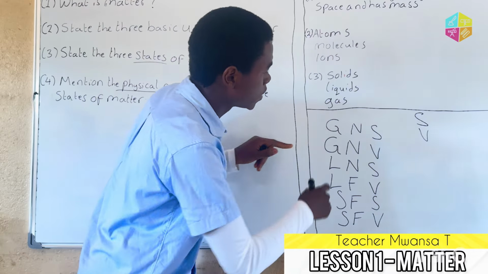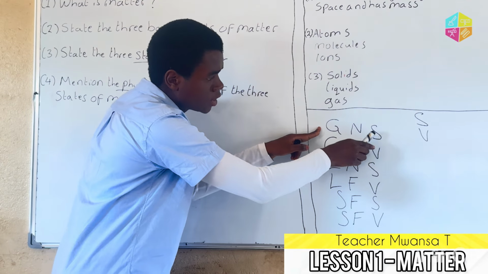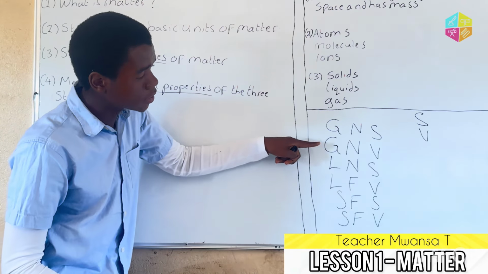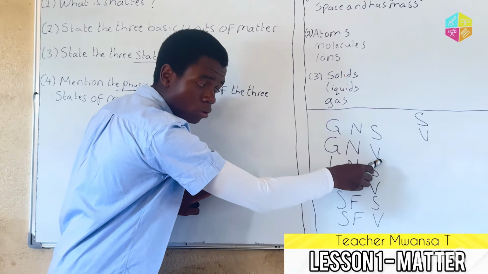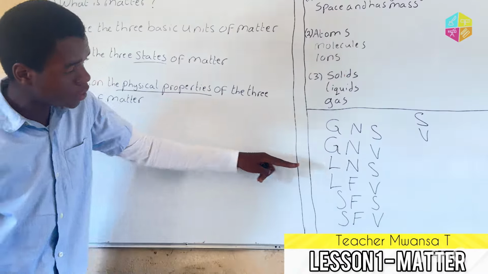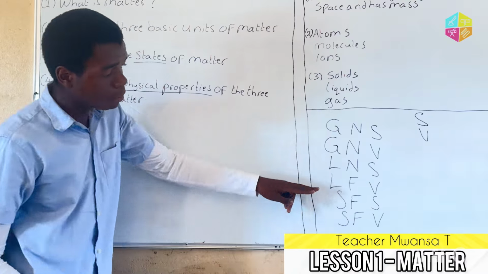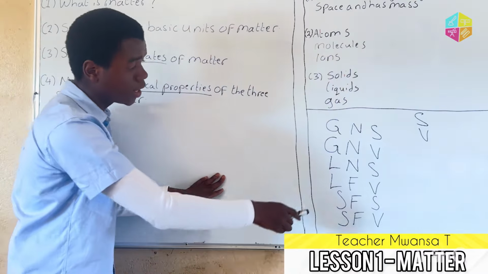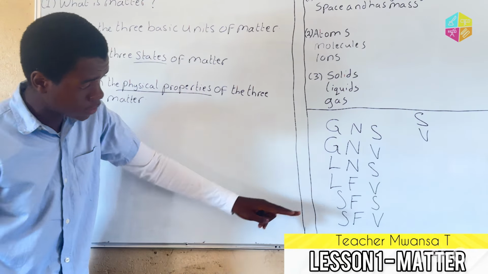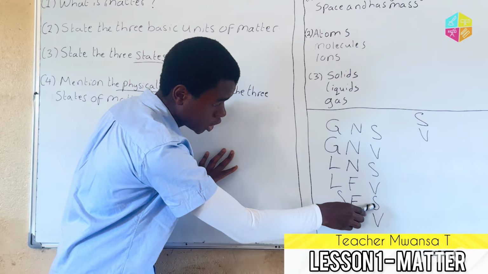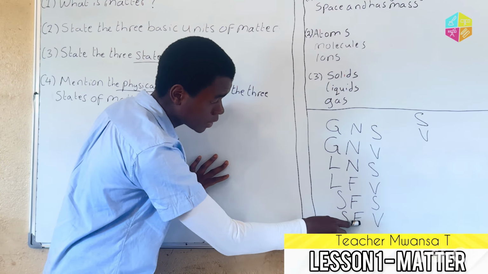When we talk about gases and shape, we say gases have no fixed shape. Then when we talk about gases and volume, we say gases have no fixed volume. Then when we talk about liquids, we say liquids have no fixed shape. When we talk about volume for liquids, we say liquids have a fixed volume. Then we talk about solids. Solids have a fixed shape. And solids have a fixed volume.